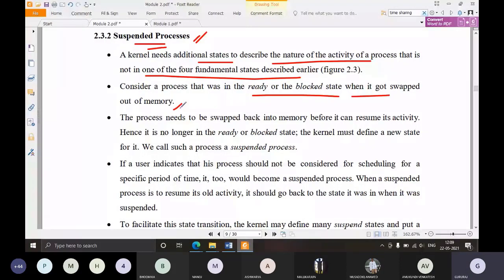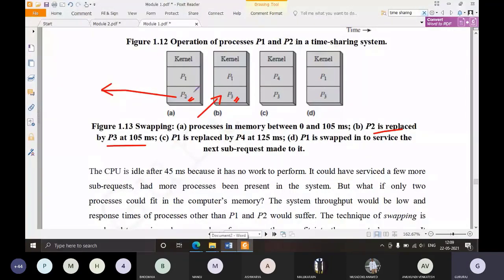So swapped out, as I told. P2 was, let's say, blocked because of some IO event that is taking place. Until that completes, it will be in blocked state and it cannot continue. Hence it will be swapped out of memory, and a new process will be brought in. So this is swap in.